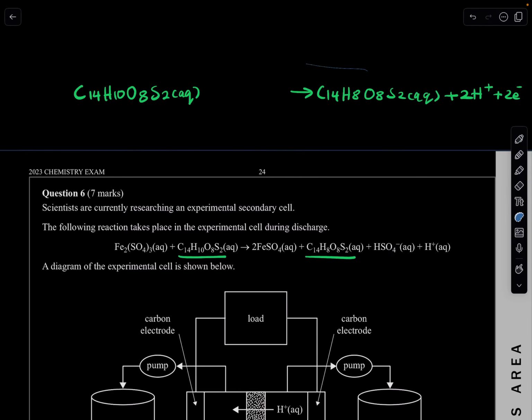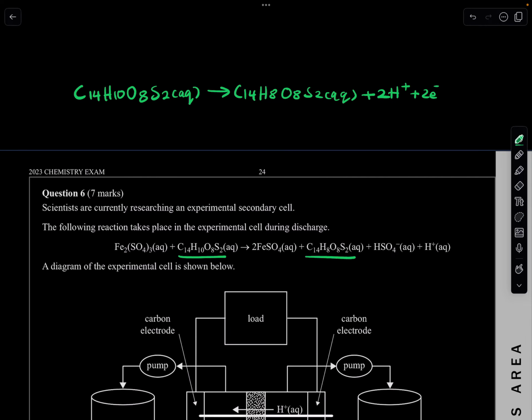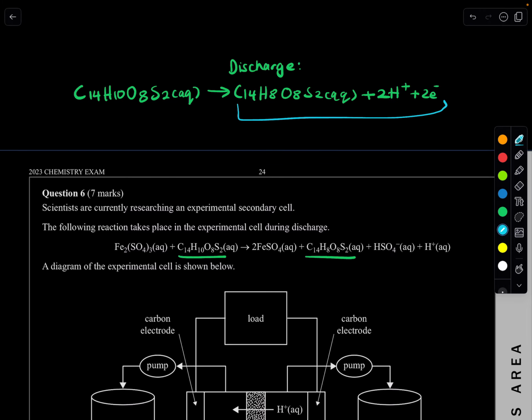So basically, this here is what's going to happen. This is the half equation that's going to be occurring for the discharge for these components. This is your discharge. Now for the recharge, it's very easy because all you have to do is basically flip it. Make this your reactant and make this the product. So I'm just going to basically copy this.